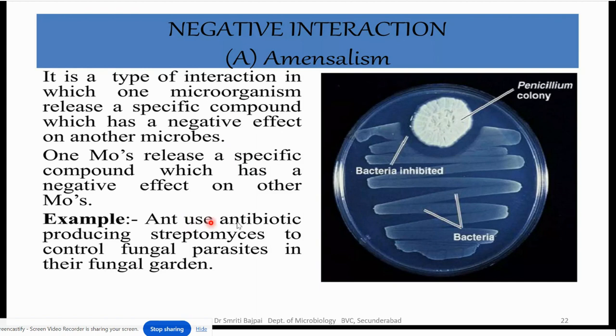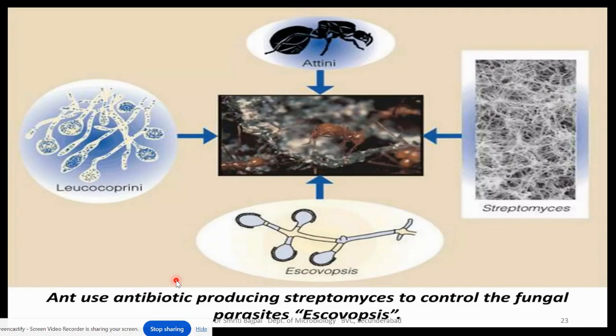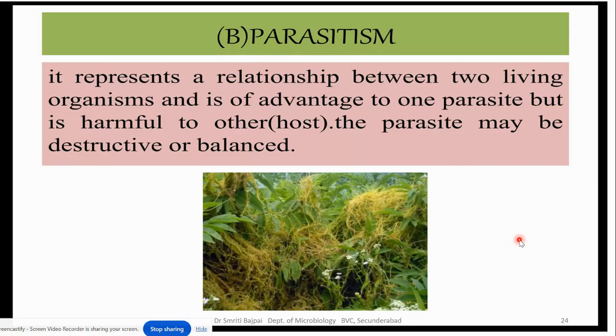One more example is that ants use antibiotic-producing Streptomyces to control the fungal parasite in their fungal garden. Here you can see that the ants use antibiotic-producing Streptomyces to control the fungal parasite. This is the name of the fungal parasite. So the Streptomyces will secrete antibiotic which will control the fungal parasite. This is one type of association.